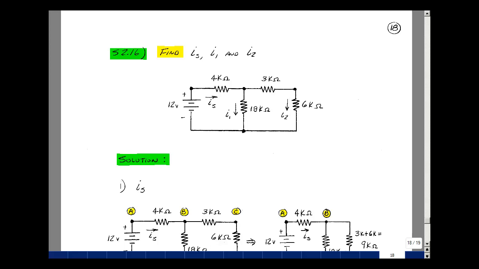This lesson deals with Supplemental Problem 2.16. You can find this problem in the course ebook in the Chapter 2 Supplemental Problems starting on page 18. Given this circuit, could you solve for the currents I sub S, I1, and I2? There are a lot of ways you could do that.